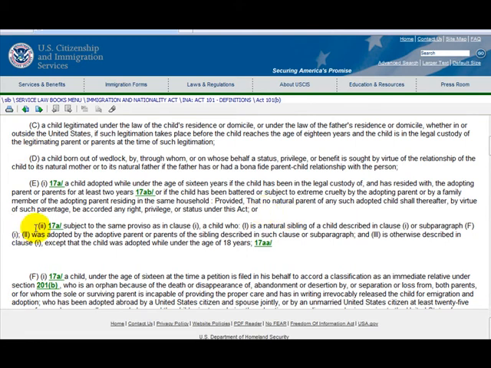Or, for subsection 2, subject to the same proviso as in clause 1, a child who, 1, is a natural sibling of a child described in Clause I or subparagraph F, which is the orphan subparagraph below, 2, was adopted by the adoptive parent or parents of the sibling described in such clause or subparagraph, and 3, is otherwise described in Clause I, except that the child was adopted while under the age of 18 years. Okay, so what does all that mean?